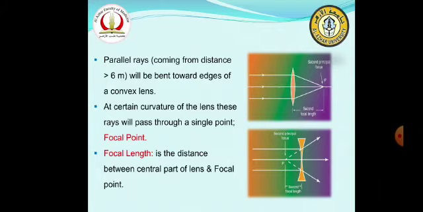Parallel rays coming from a distance over 6 meters will be bent towards the edges of a convex lens. At a certain curvature of the lens, these rays will pass through a single point, which is called the focal point. The focal length is the distance between the central part of the lens and the focal point.